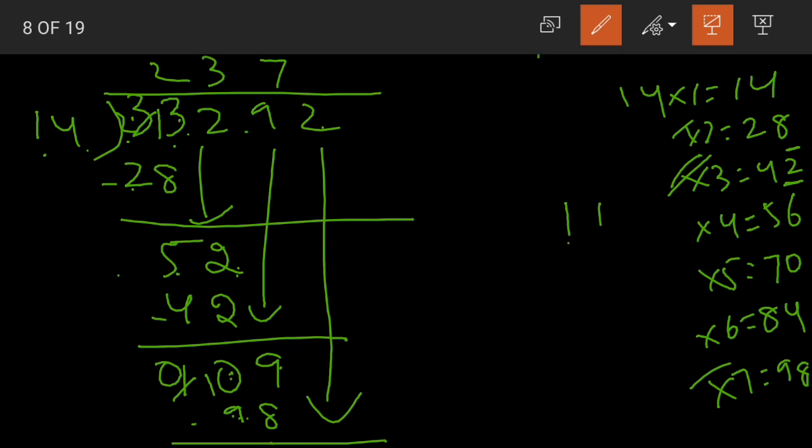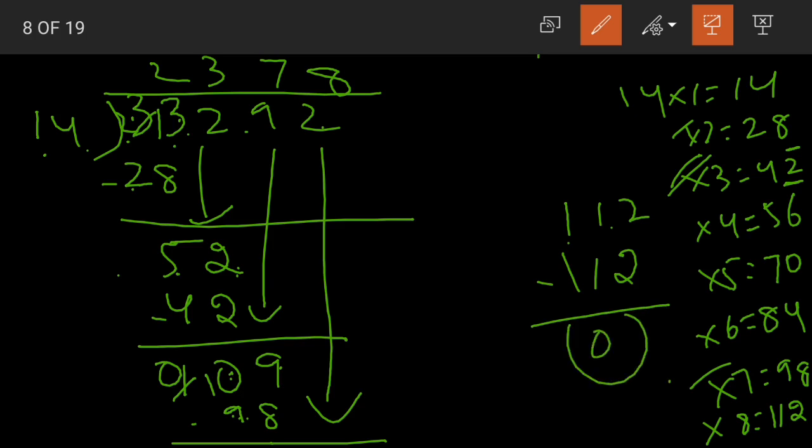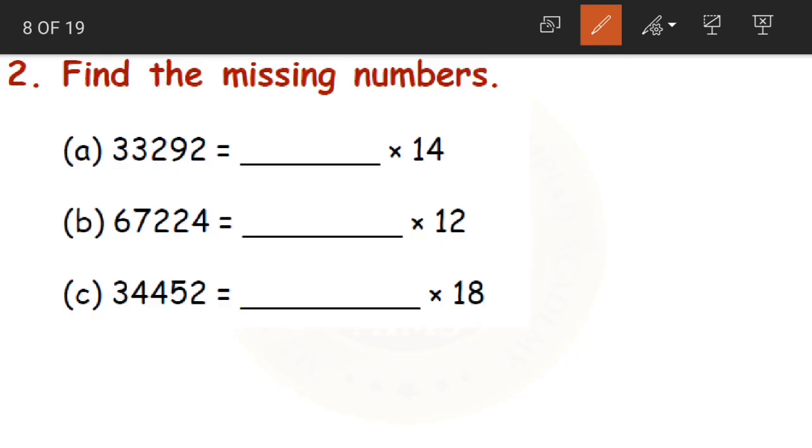Yes, now again we'll bring 2 down. See, 14 8s are 112. Yes children, 14 8s are 112. So that is the exact number that will divide here. So 112 minus 112 is 0. What is our answer? 2378. So we can say that 33,292 is equal to 2378 into 14.